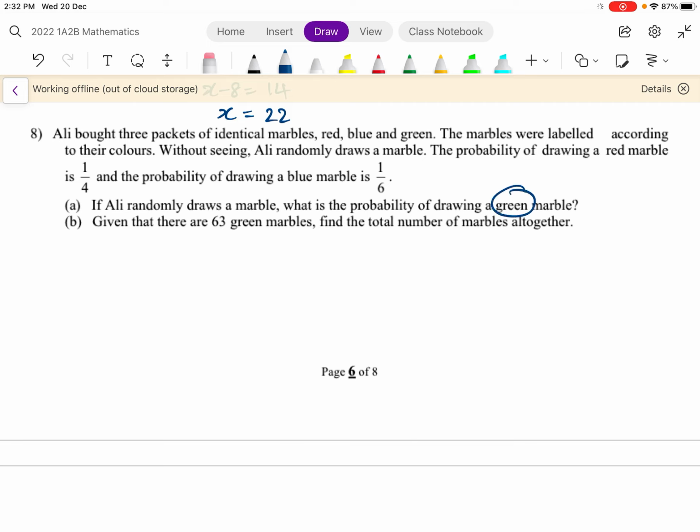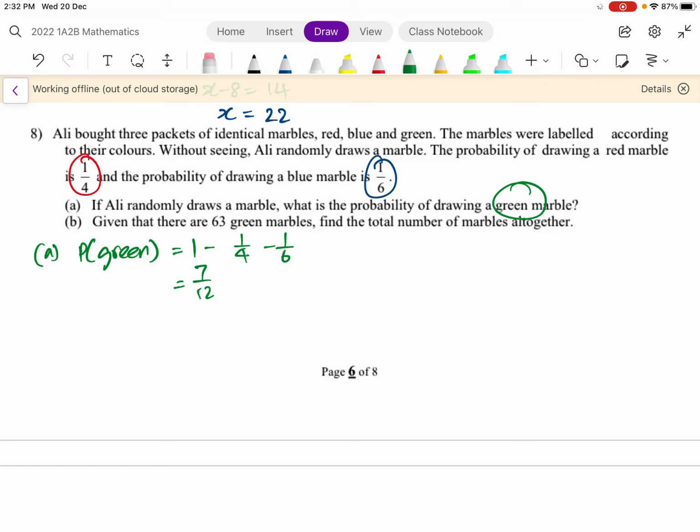For the red marble it is 1/4. For blue, it's 1 over 6. What about for green? Since there are only 3 colors, the probability of drawing green must be 1 minus 1/4 minus 1 over 6. That gives us 7 over 12. That's the probability of drawing green. No other choice. They have to add up to be 1.